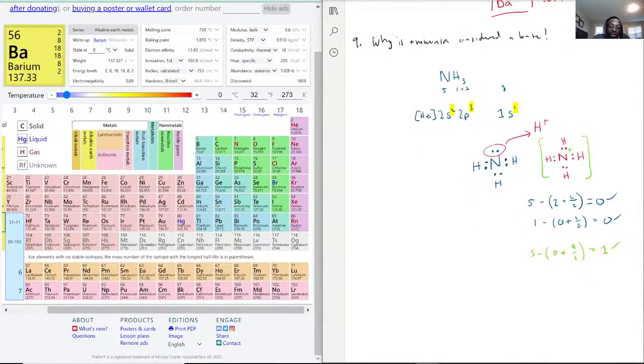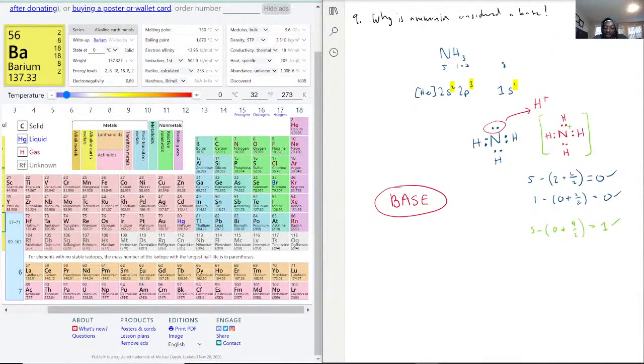So now we've shown that, with the Bronsted-Lowry definition of a base, because it has a lone pair, it's able to take a hydrogen. And remember, bases accept hydrogens, which makes this a base. That's why ammonia is considered a base.